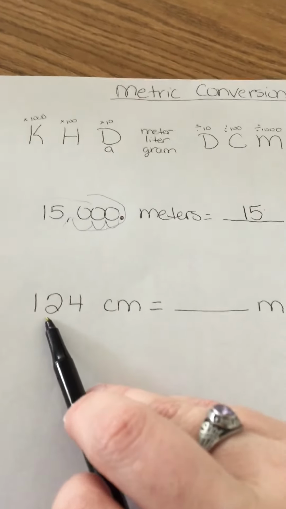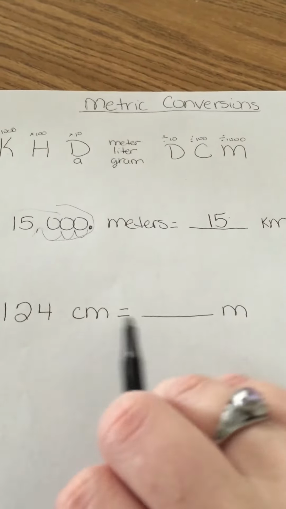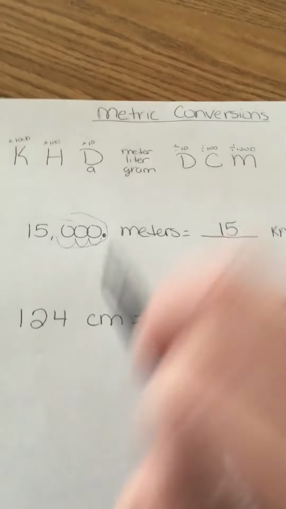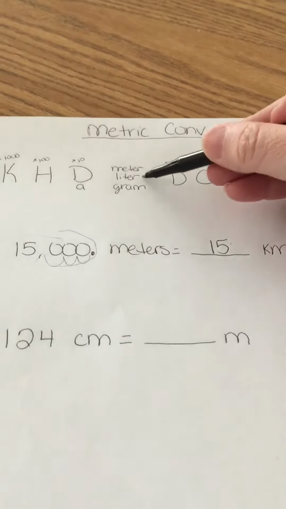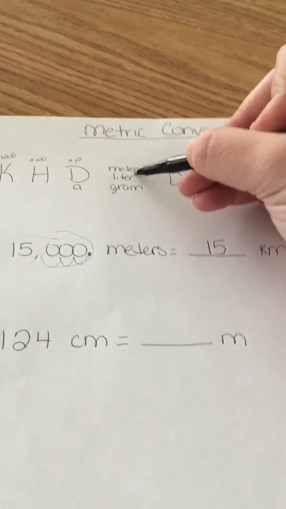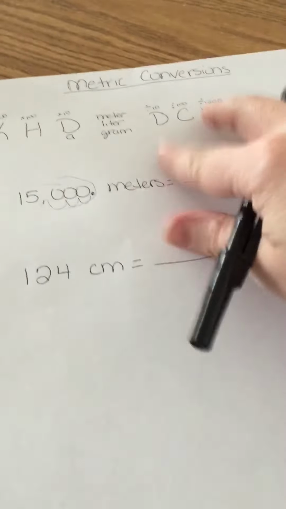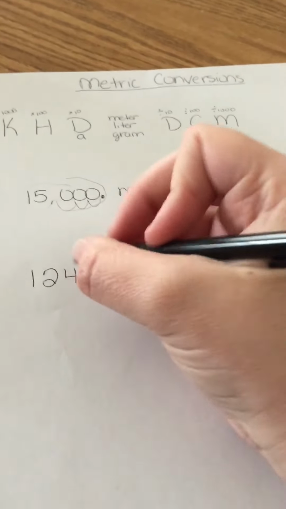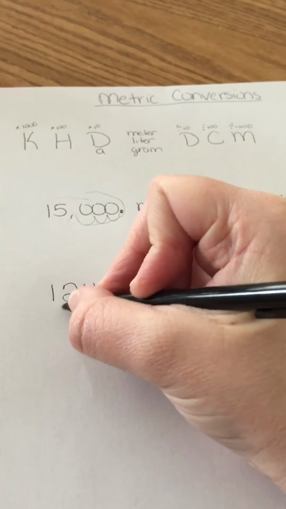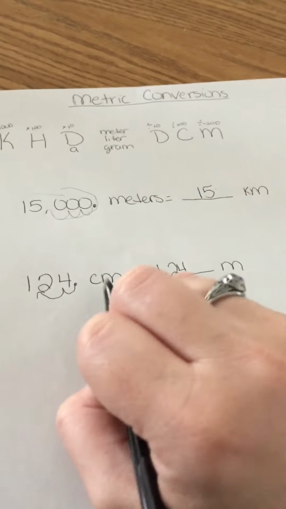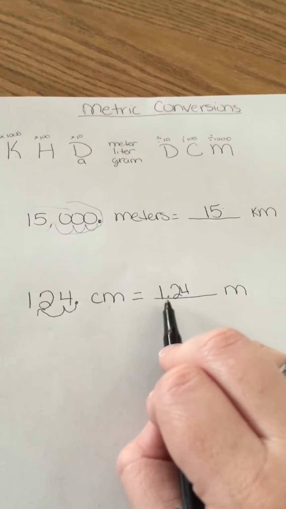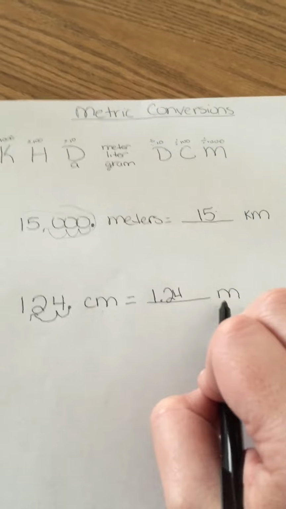Let's take a look at another example. We have 124 centimeters, and I'm converting it to meters. So if I find centimeters on my chart, and I'm moving it to meters, I'm moving 1, 2 spaces to the left. That means I'm going to take the decimal point in my number and also move that 2 spaces to the left. Therefore, 124 centimeters is 1.24 meters.